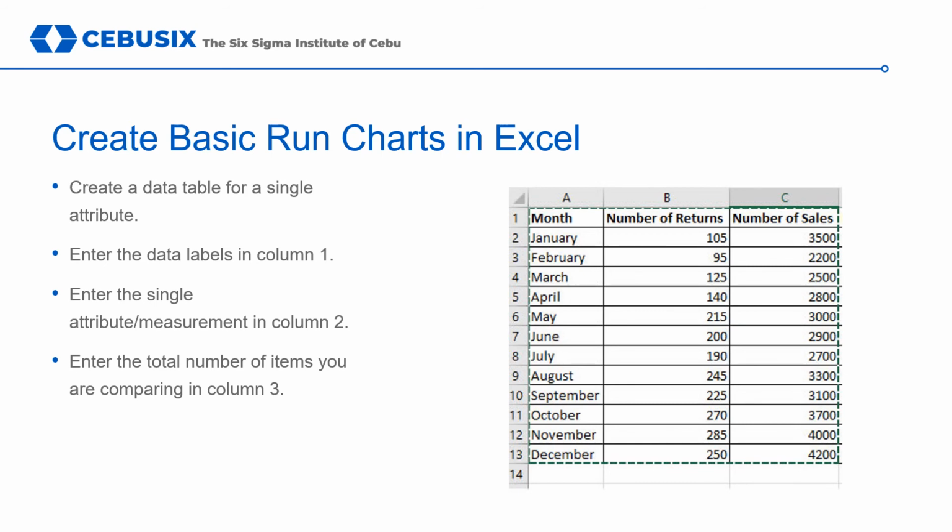We start by first creating a data table for a single attribute. Since we will use the example from the book, that attribute will be the number of returns per month. We enter the data labels in the first column, column A, then the single attribute measurements in the second column, column B. Lastly, we add the total number of items you are comparing in the third column, column C.